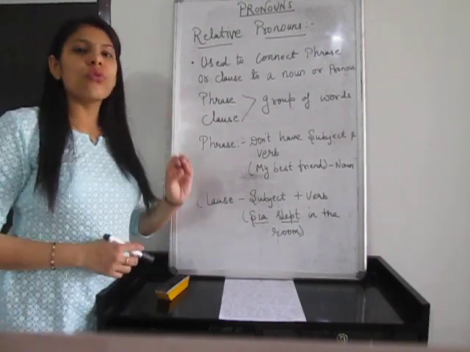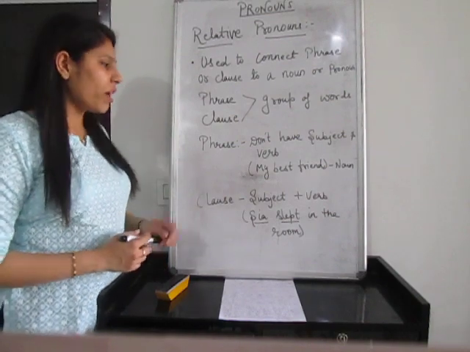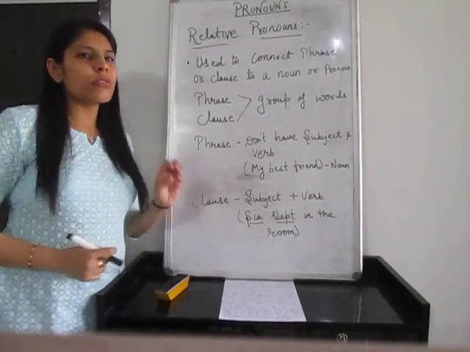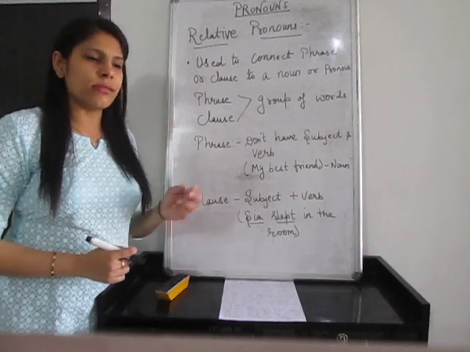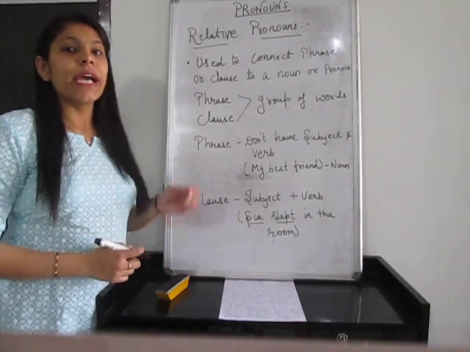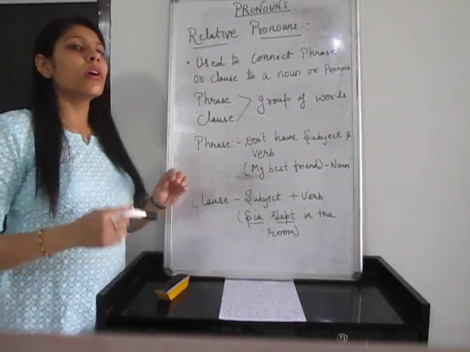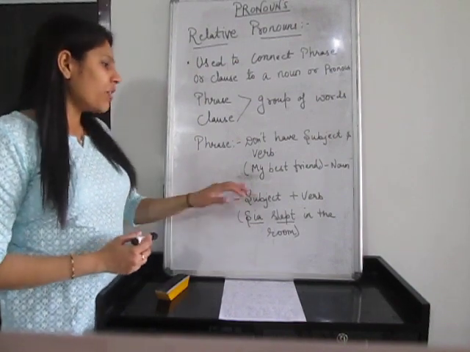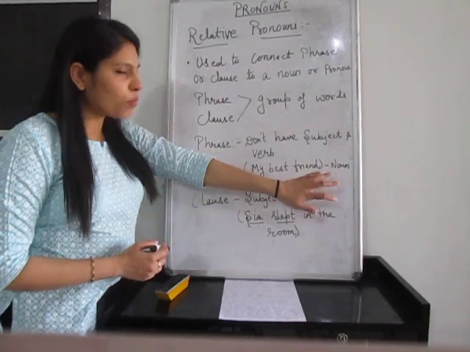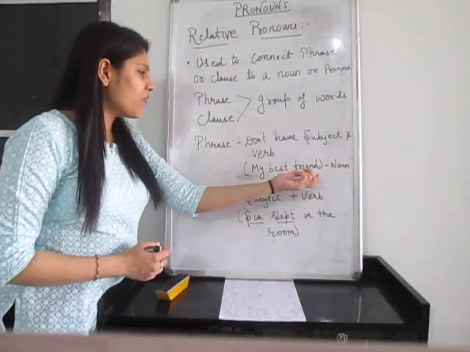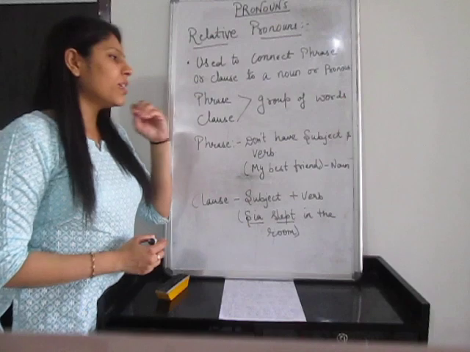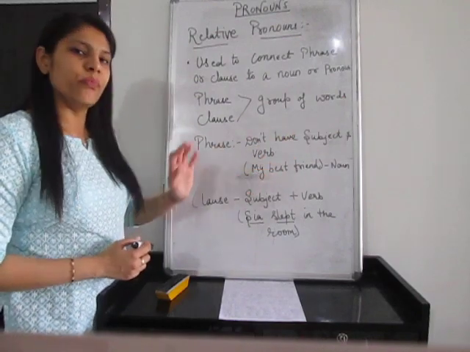Phrase and clause both are groups of words, my dear students. A phrase does not have its own existence. It is just a group of words. It does not have a subject or a verb, so it does not convey an exact meaningful sentence. For example, my best friend. It is a noun itself, but it does not have a subject or verb.